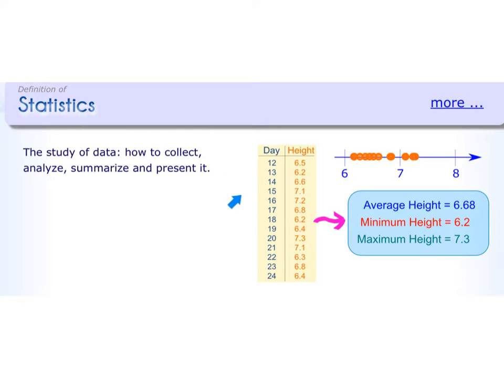So over here in this image, it looks like we're looking at the height of a river or a pond on different days. So the height could go down on certain days, or maybe it rains, so the height goes up. But really, we're collecting data, analyzing and summarizing it by finding the average, the minimums, and the maximums, and presenting it in a way that tells us something about this river or this pond.